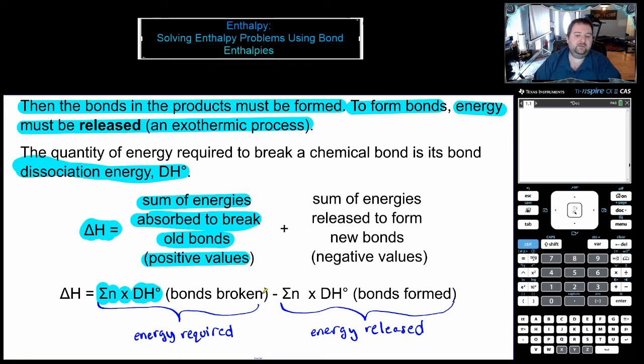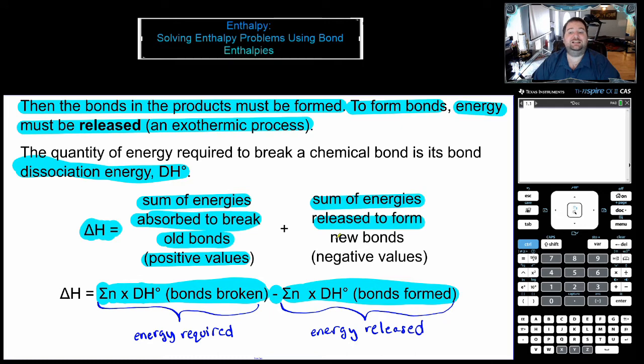And so on this side, you're adding up all the bonds that you're going to be breaking in terms of their dissociation energies. And then you're going to subtract the sum of all the dissociation energies of the bonds that are being formed. And so this is the sum of energies being released when you form new bonds. And of course, those are going to be negative values, and we're forcing it to be a negative value through this subtraction sign here.